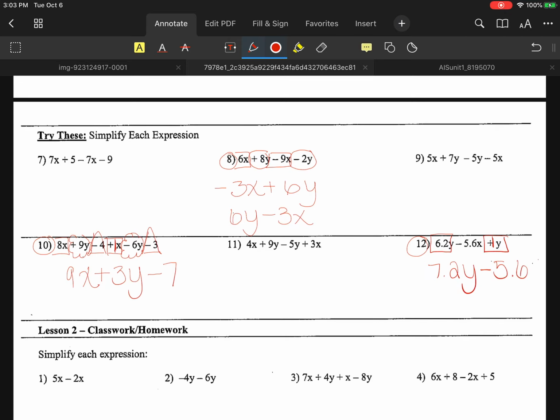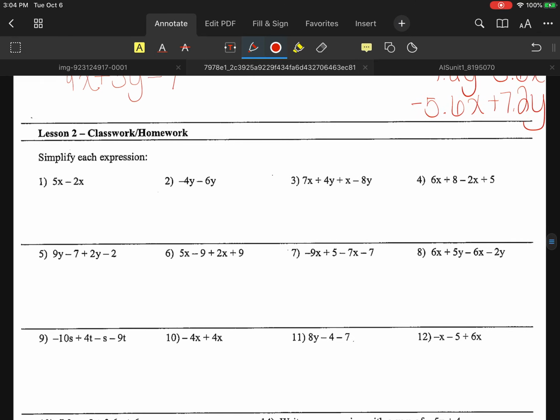And then my 5.6x, there's nothing to combine it with, so it stays as a minus 5.6x. Some of you might write minus 5.6x, and then it's a positive 7.2y, so you might have it this way. So again, if it's multiple choice, you need to recognize that you could move the terms around as long as the sign travels with the term.